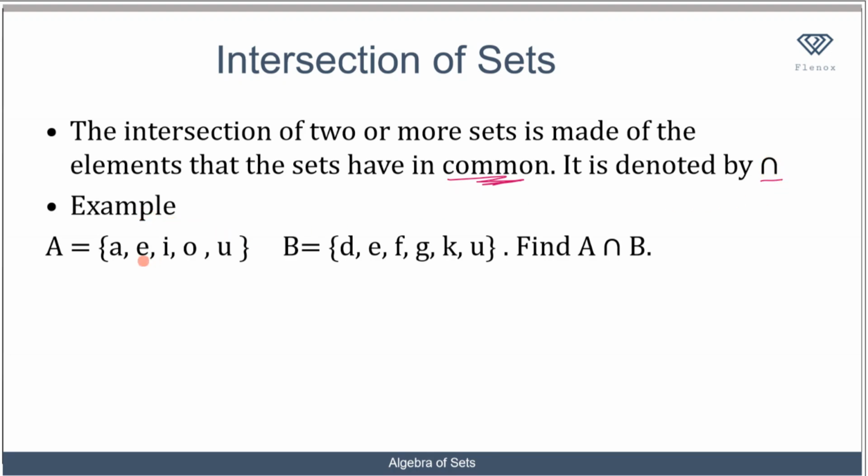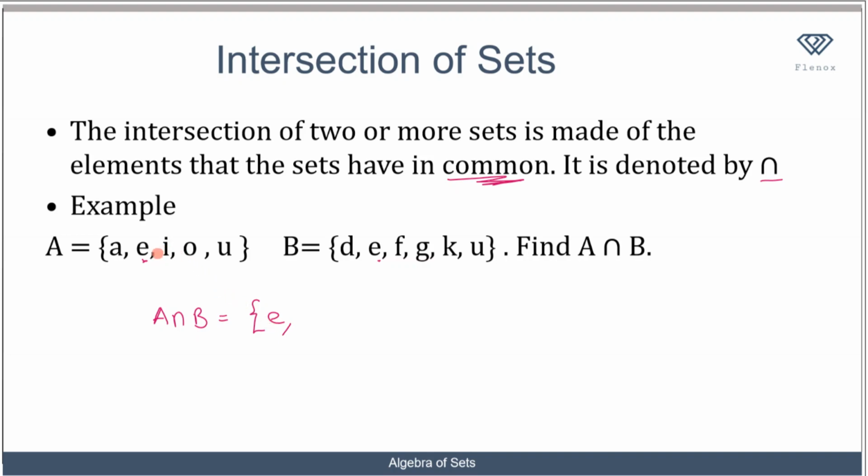For example, if A is equal to {A, E, I, O, U} and B is equal to {D, E, F, G, K, U}, find A ∩ B. In this case, you are told to find what elements A and B have in common. That is just the simple meaning of what we have to find. So A ∩ B will be equal to the set of what they have in common. A is only unique to A, but E is common to both of them. So the intersection will contain E.